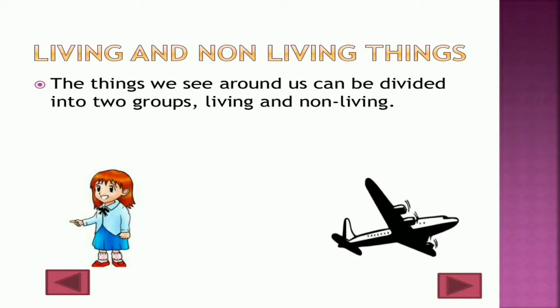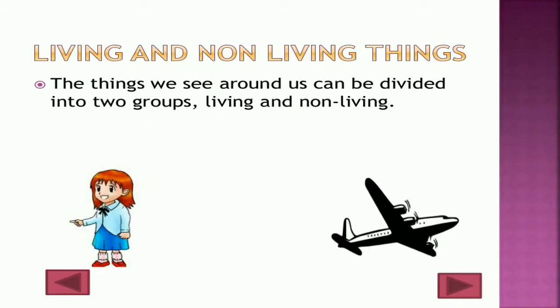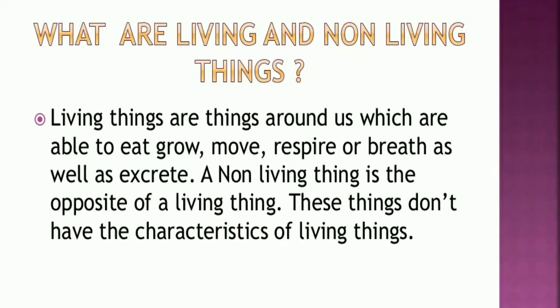They are divided into two groups: living things and non-living things. Here we can find a girl. The girl is a living being, and the aeroplane is non-living. So here we can see so many living and non-living things that can be divided into two groups, living and non-living. So what are living and non-living things?